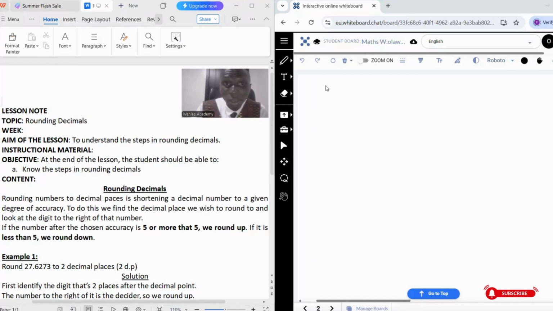In our mathematics class today, we're looking at rounding decimals. And the aim of the lesson is to understand the steps in rounding decimals. The objective of the lesson is that you will know the steps in rounding decimals at the end of this lesson.